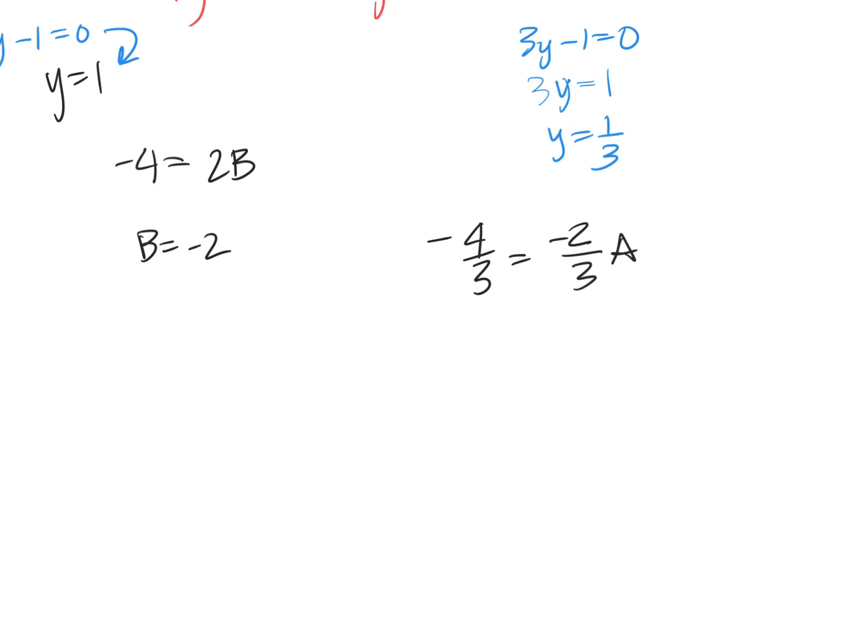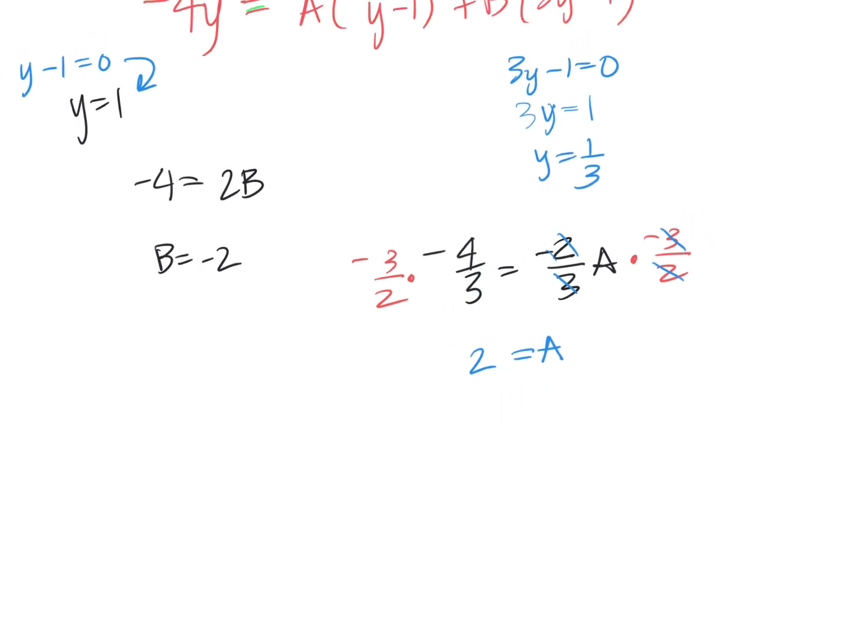Dividing by negative 2/3 is exactly the same as multiplying by negative 3/2. Dividing by negative 2/3 is the same as multiplying by its reciprocal. So it's going to be 2. So when I cross these out, I'm left with A equals 12 divided by 6, which is 2. Agreed. Negative 3 times negative 4 is positive 12 over 6.